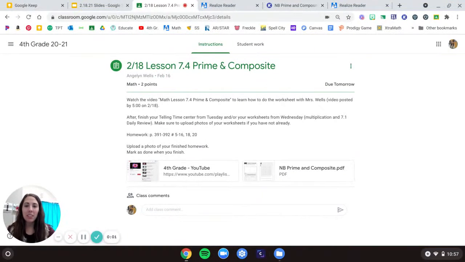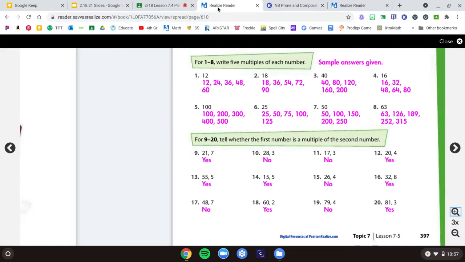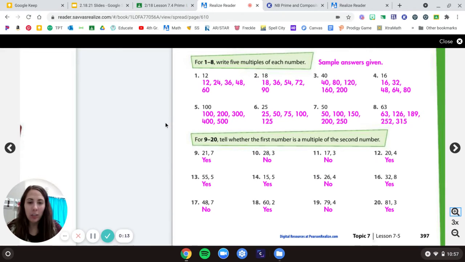Hi, fourth grade friends. So today we're going to start correcting our homework, and then we're going to talk about prime and composite numbers today. So let's take a look at our homework from last night. On page 397, we had to do the odd problems.